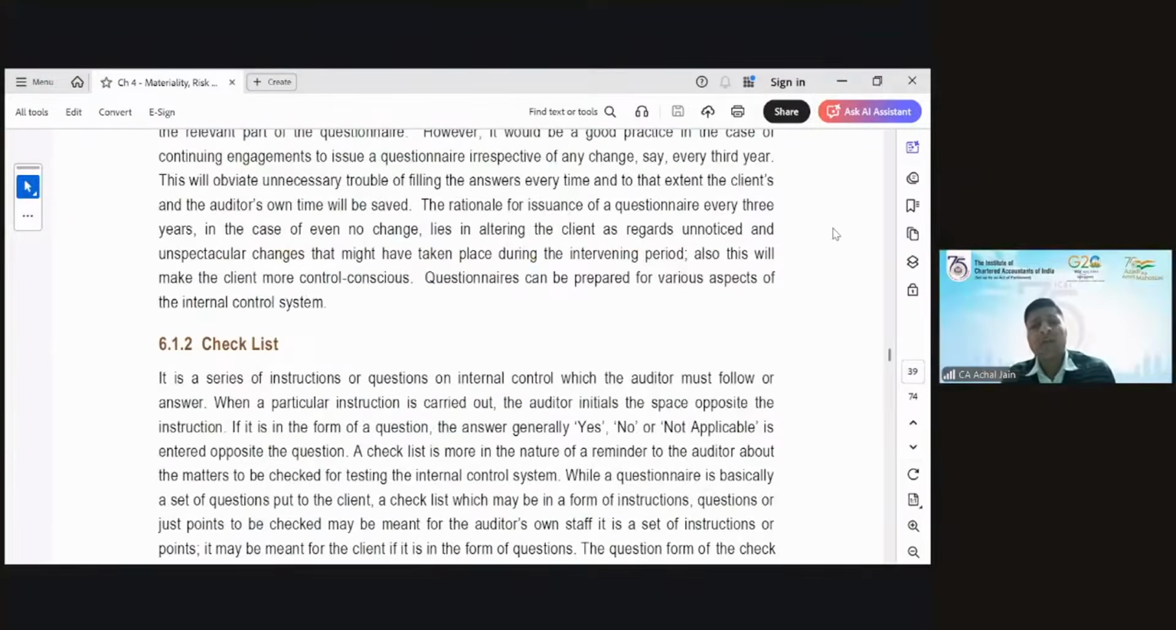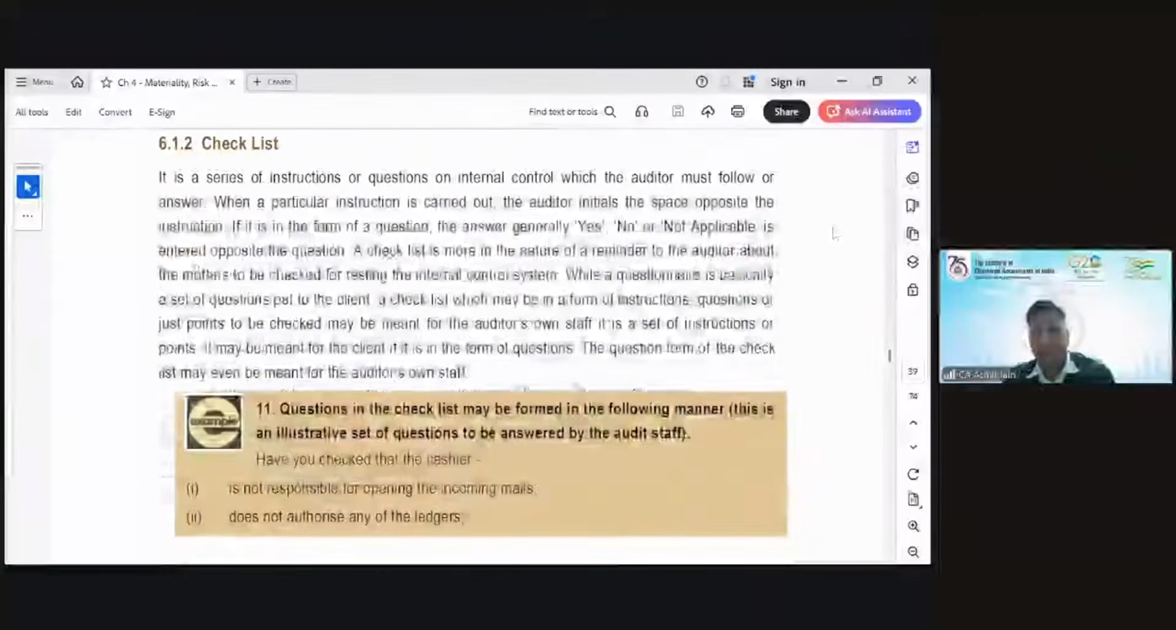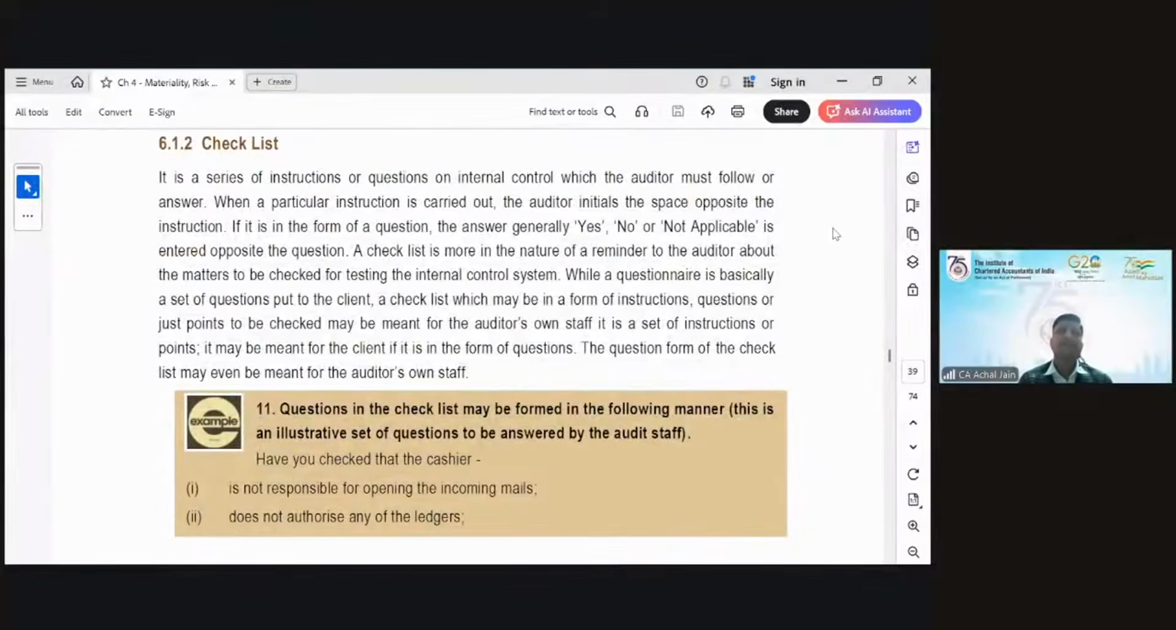Now, there's another thing which you call a checklist. So what is a checklist? In the case of a checklist, we are talking about a series of instructions or questions on internal control, which the auditor must follow or answer. It's a checklist which again will have a set of questions. But over here, the auditor will have a few options, which is generally yes, no, or not applicable.